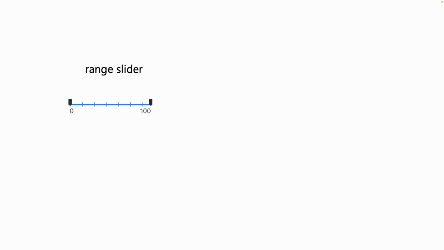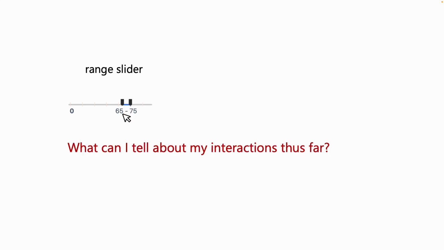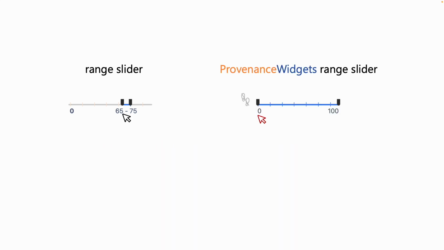Consider this rain slider one often encounters on the web. If I interact with it a few times, after a point all I can tell is that my current selection is 65 to 75. Now consider this enhanced ProvenanceWidgets rain slider.